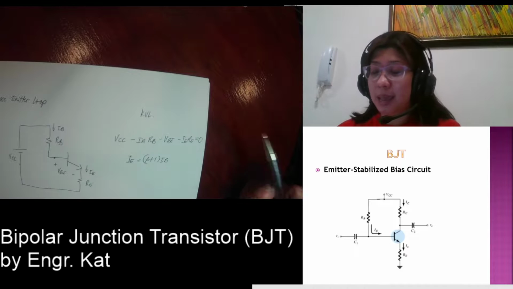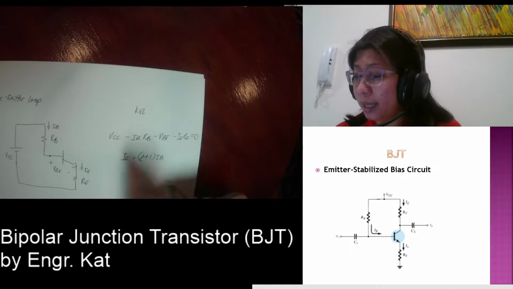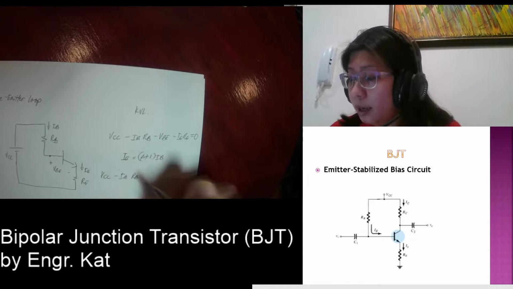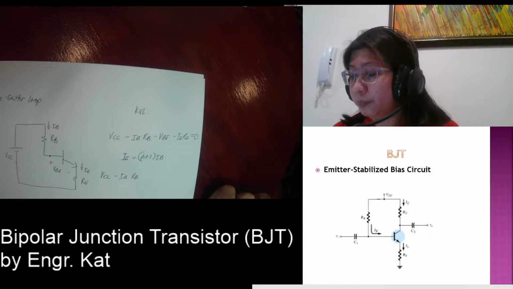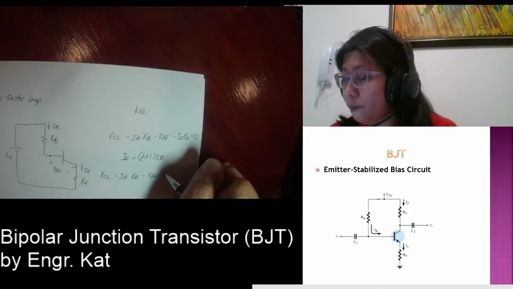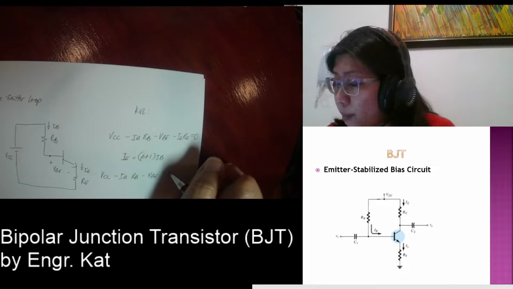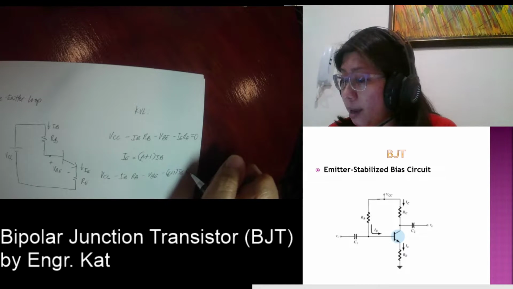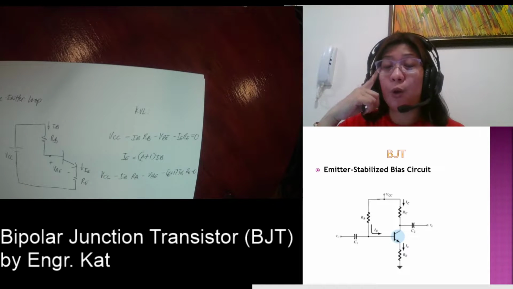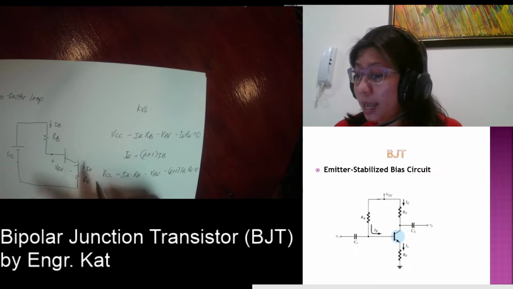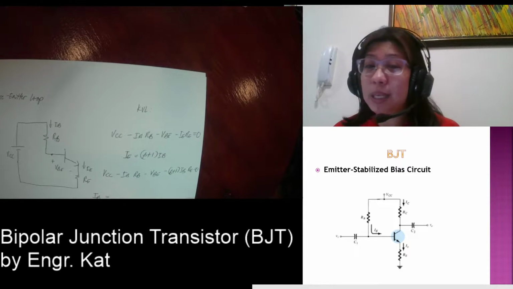So what will happen then? If we're going to do that, it will become VCC minus IB RB, minus VBE, minus IE. But what is IE? IE is beta plus 1 multiplied by IB multiplied by RE is equal to 0. Okay, so in this case, we only have one unknown. So what is our unknown? That is your IB that we can solve for. So what is IB now?